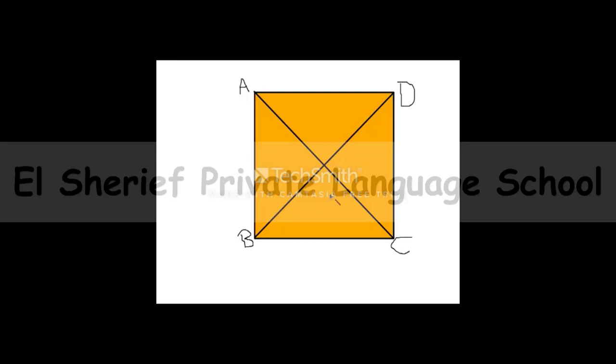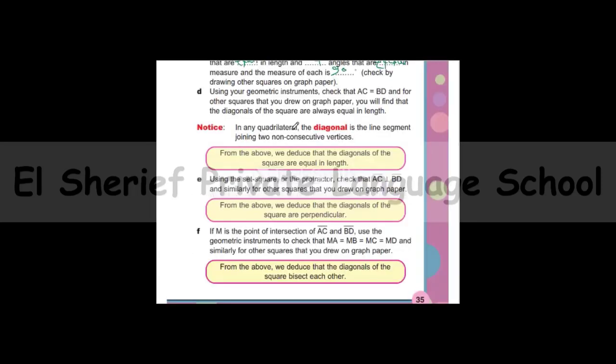So back to our student book. In any quadrilateral, the diagonal is the line segment joining two non-consecutive vertices. Okay, but in square we have two diagonals and they are equal in length. In squares, two diagonals are equal in length.